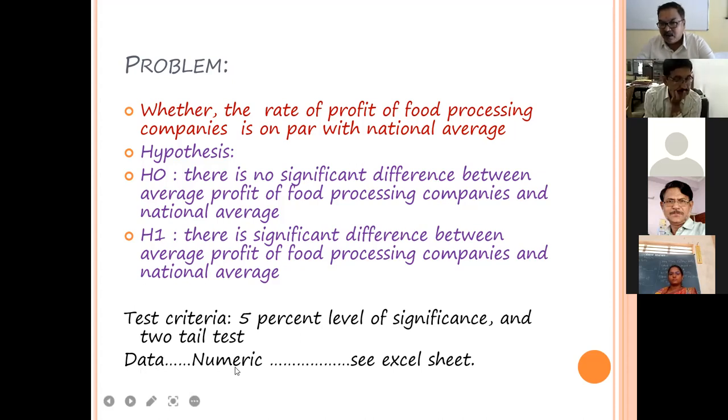So I already mentioned this is a parametric test. You have the weight, which is a ratio scale. The rate of profit is a ratio scale. So it's a parametric test. So the numeric data I have given in the Excel sheet, but I am not showing it here.